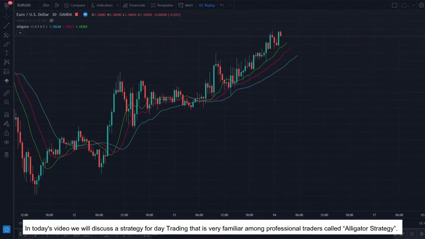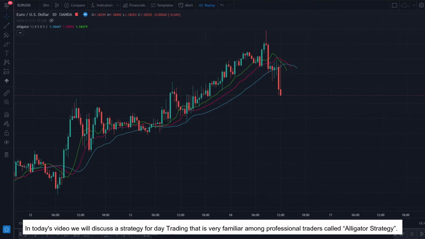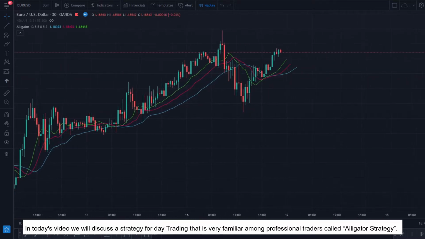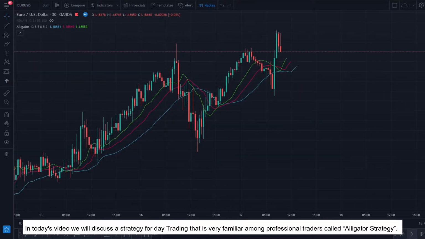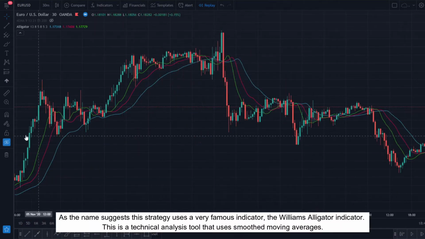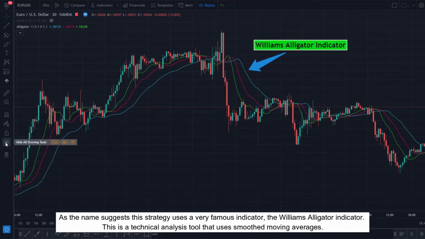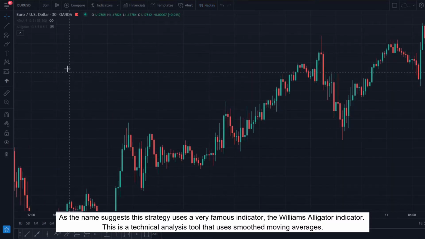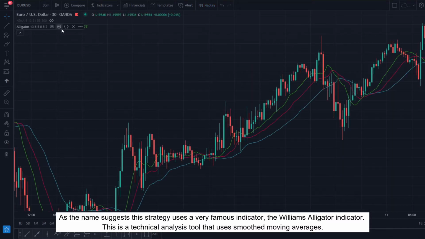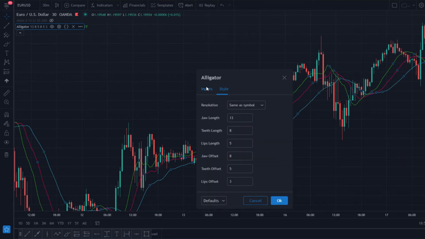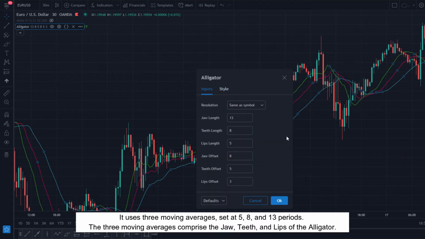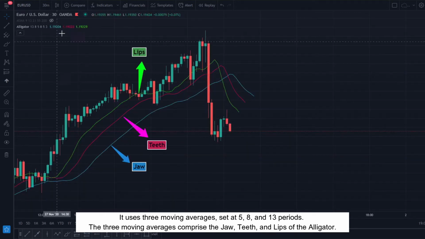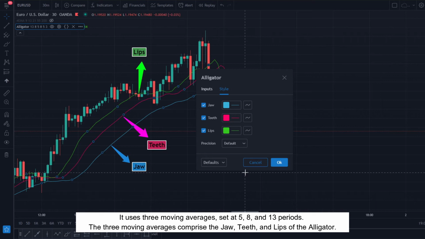In today's video we will discuss a strategy for day trading that is very familiar among professional traders, called the alligator strategy. As the name suggests, this strategy uses a very famous indicator, the Williams Alligator indicator. This is a technical analysis tool that uses smoothed moving averages. It uses 3 moving averages, set at 5, 8, and 13 periods. The 3 moving averages comprise the jaw, teeth, and lips of the alligator.